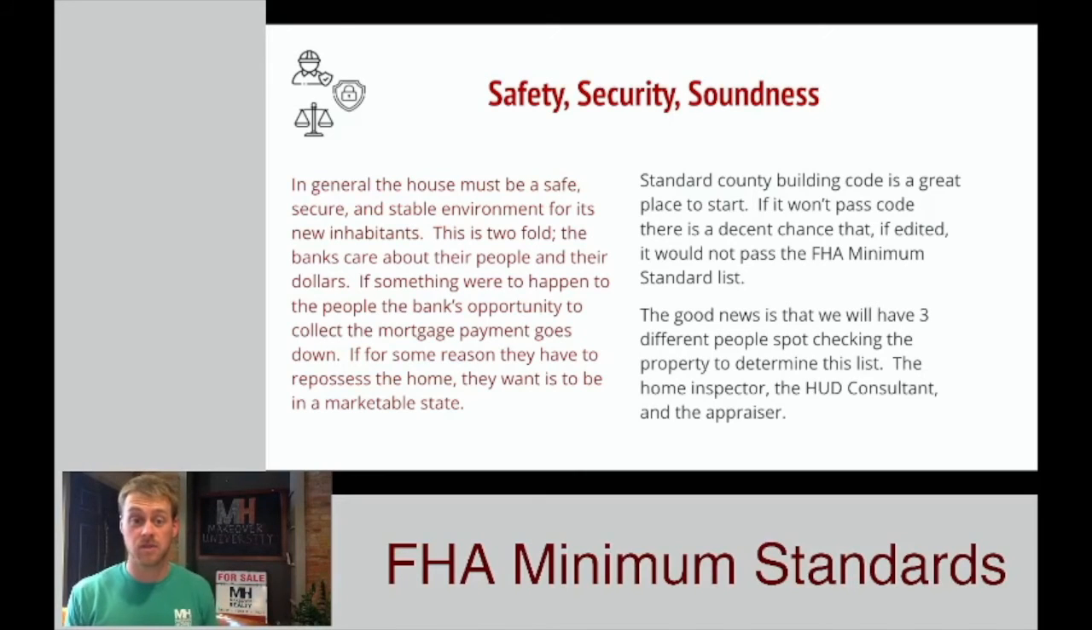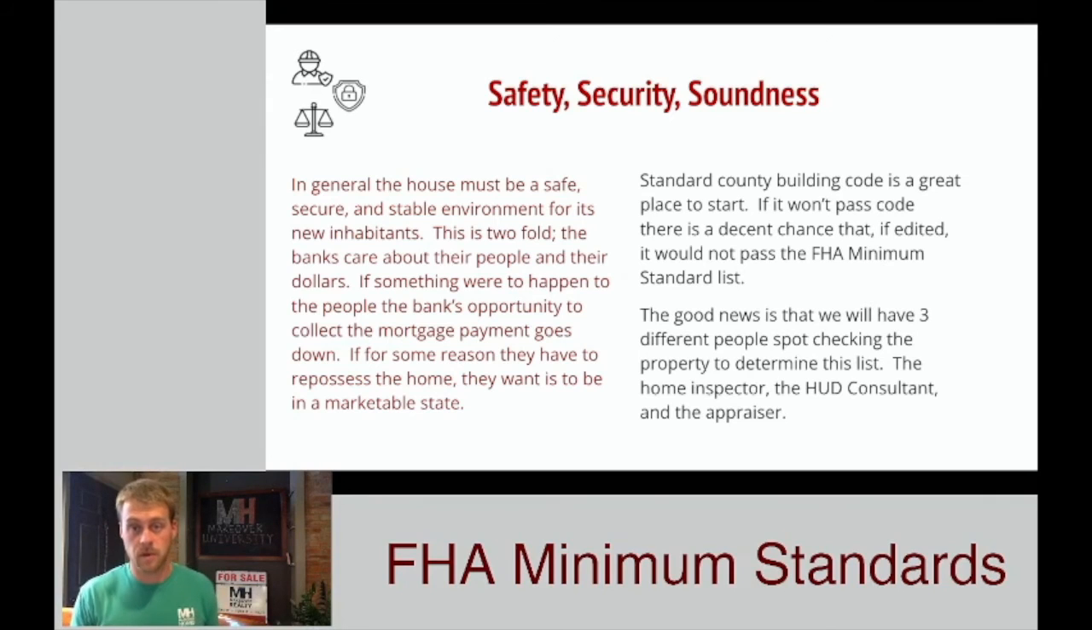Okay, so now back to those 3 S's: safety, security, and soundness. Why are those important? Well, they're rules that are being given to us from FHA and from the bank. So why is it that they care so much about the house being in good shape? Well, there's 2 main reasons. One of them is obviously the client. We don't want the client to get hurt. We don't want them to get sick. We don't want the house to collapse on them. We don't want something bad to happen to that client.